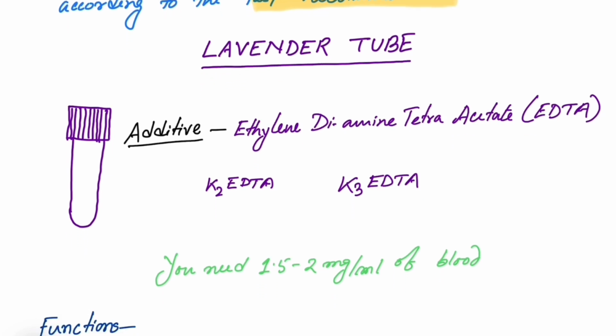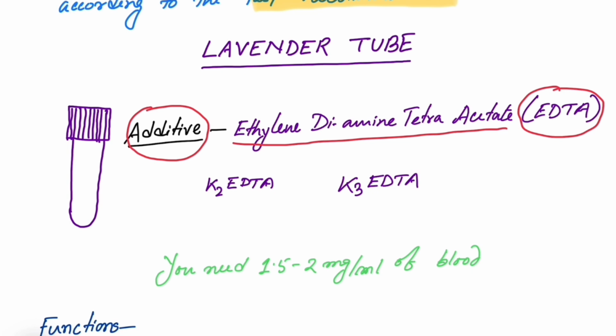The additive in the lavender tube is ethylenediaminetetraacetate, which is known as EDTA in short. Along with EDTA, there may be potassium. It may be dipotassium, that is K2-EDTA, or it may be K3-EDTA.